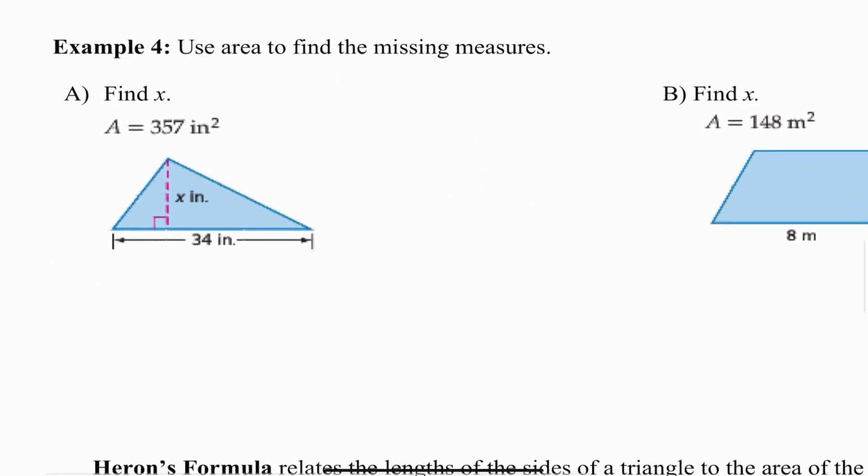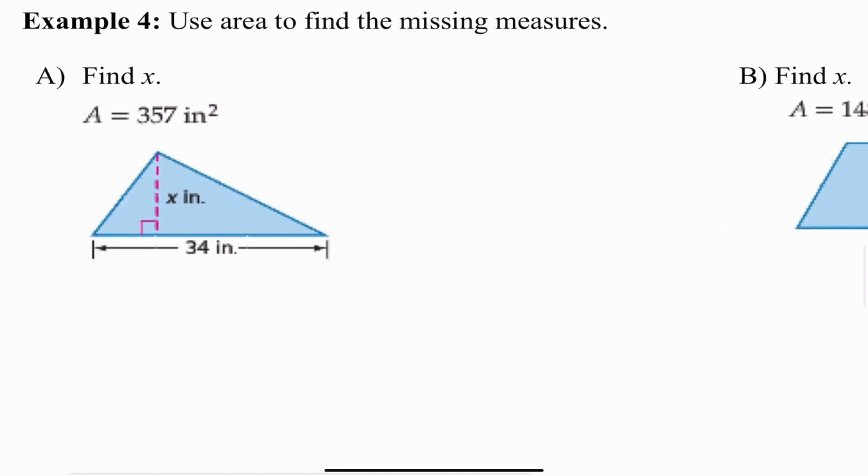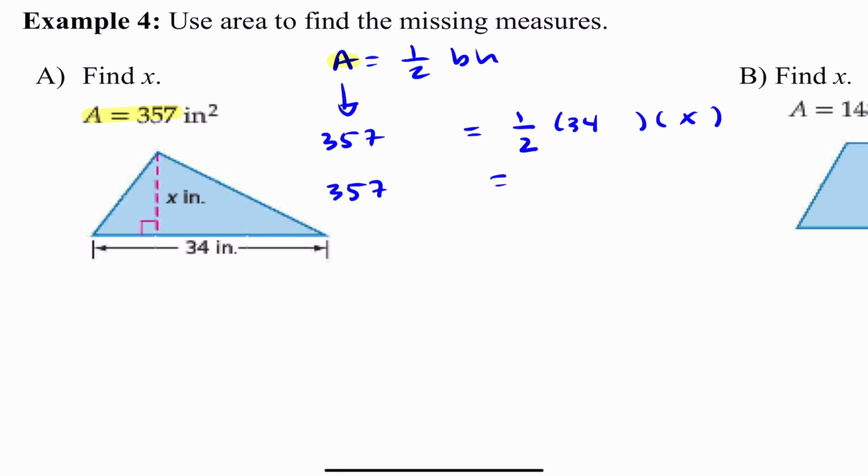All right, here we go. This one says use area to find missing measures. So remember, here I have a triangle. A equals 1/2 base times height. Note that the area is already given, so I can just replace A with 357. All right, so this is where I have the area, which is 357. And then what I'm going to do is I have 1/2. I'm going to multiply that by my base, which is 34. And then multiply that by x, which is the height.